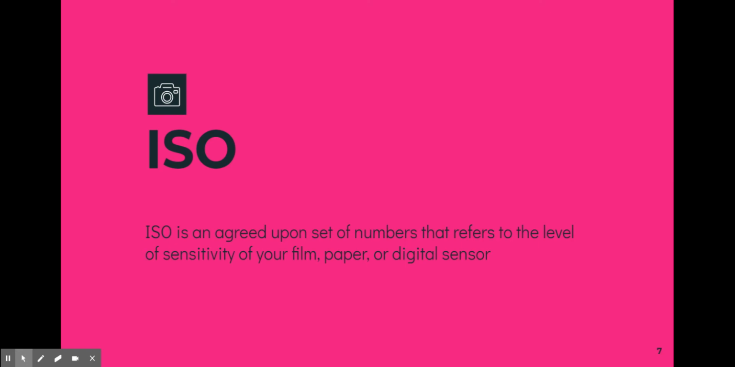The letters ISO mean International Standardization Organization. No one knows that, and it doesn't really matter, but some people pronounce it "eye-so." ISO is also referred to as film speed because it affects how quickly your film can be exposed effectively. It is a set of numbers, 100, 200, 400, 800, that represents a measure of how sensitive the film or digital sensor is. The higher the number, the more sensitive it is, and therefore it is considered faster.